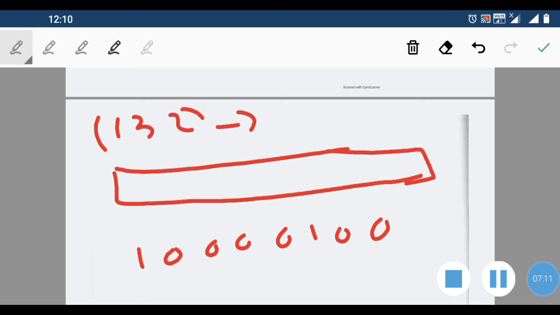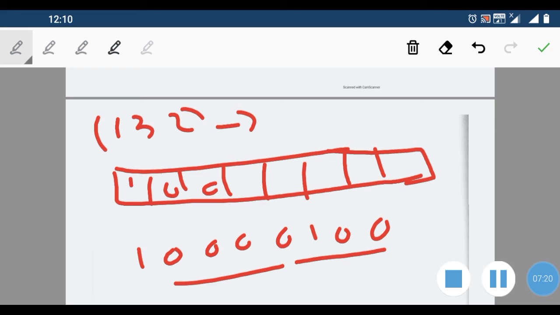How many bits are here? That is 4 plus 4, 8 bits are here. So you can represent those bits itself here in the 8-bit form. That is 1 0 0 0 0 1 0 0. So this is the representation of the number 12.625 in the biased floating point representation using the standard form.